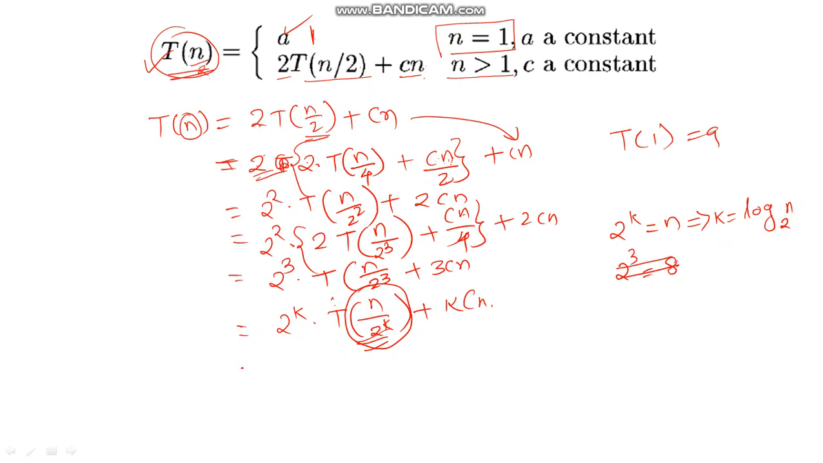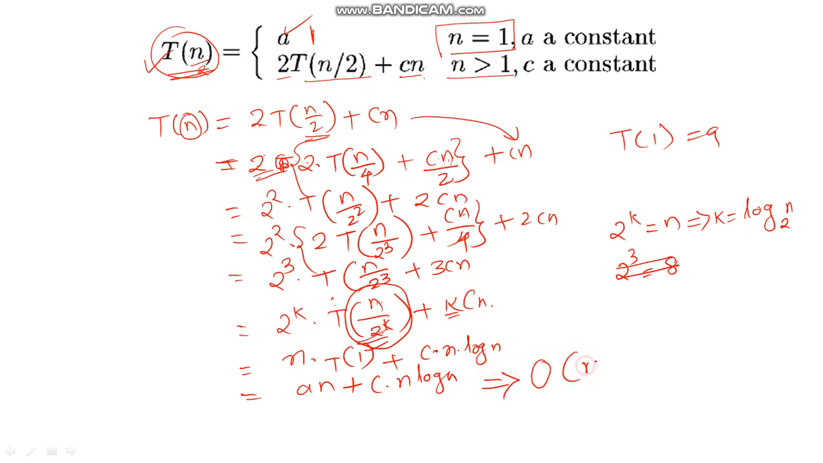So 2 raised to k is n into T of 1, n/n will become 1, plus k will be log n. So it will be C into n into log n. So the equation becomes An plus C into n log n, where A and C are constants. If you want to find out the time complexity of this, if you want to represent it in terms of big O, then it will be big O of n log n.